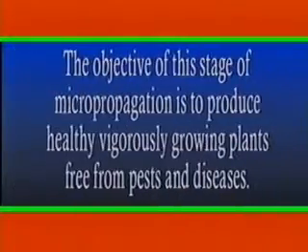All the points we have just discussed will aid in reducing the infestation at the next stage, which is the initiation stage. So to summarize to here, the objective of this stage of micropropagation is to produce healthy, vigorously growing plants free from pests and diseases.